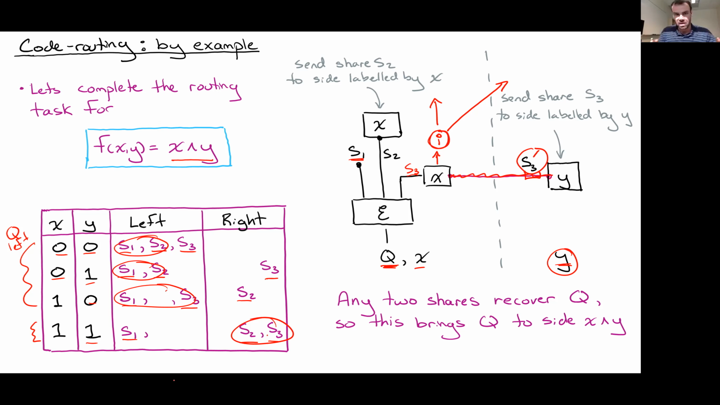That was fairly detailed. The high-level picture of why this worked is that we have some function f of x, y, and we have this code, and we exploited the structure in the code, the pattern of which subsets recover Q and which do not, and we got that structure to match the function. And by exploiting that, we could complete the task.